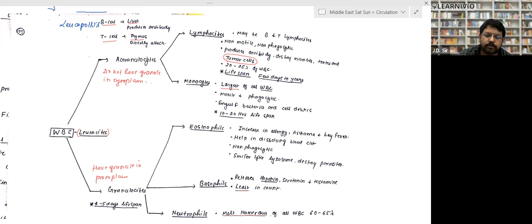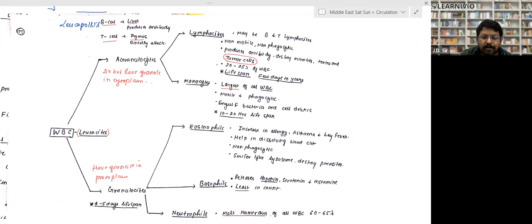Lymphocytes are non-motile and non-phagocytic. They do not change shape, and they do not eat any bacteria. They produce antibodies that destroy microbes, toxins, and tumor cells. So our body has a defense mechanism against tumor cells, meaning cancer cells. They are 20 to 25% of the whole WBC present in our body. Their lifespan is a few days to a few years. Clear? Now monocytes are the largest of the WBC.